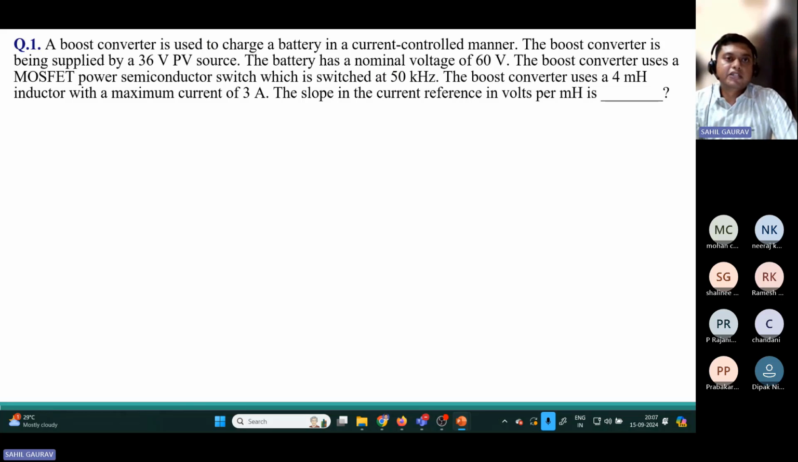Here a boost converter is used to charge a battery in a current controlled manner. The boost converter is being supplied by a 36 volt PV source. The battery has a nominal voltage of 60 volt. The boost converter uses a MOSFET power semiconductor switch, which is switched at 50 kilohertz. The boost converter uses a 4 millihenry inductor with a maximum current of 3 ampere. The slope of the current reference in volts per millihenry is?